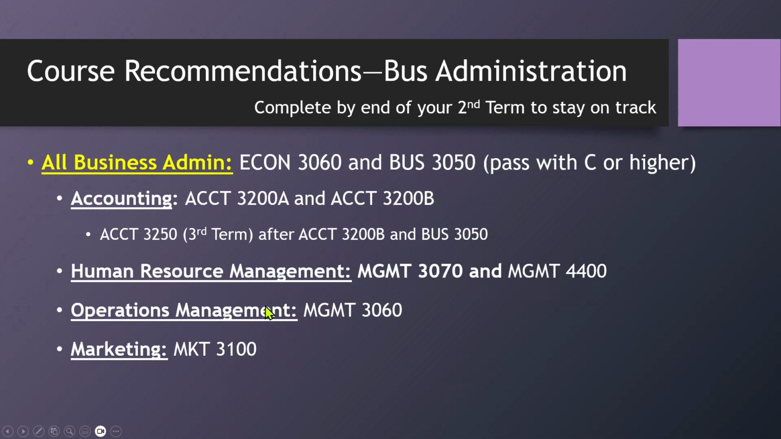If you're in operations management, just try to have management 3060 completed by the second term. Marketing, complete marketing 3100 by your second term. If your option isn't listed here, that's fine. That means your option is less strict. So there's less of a sequencing that you need to follow.